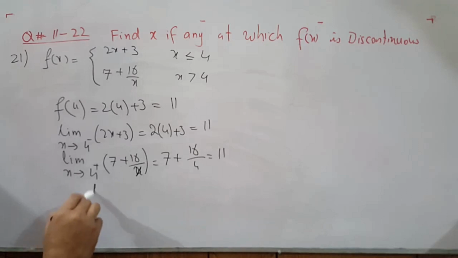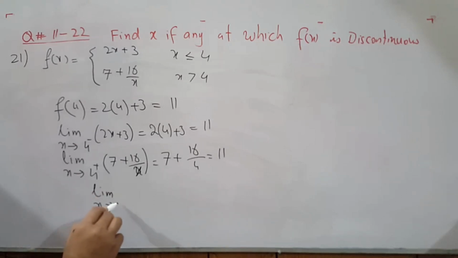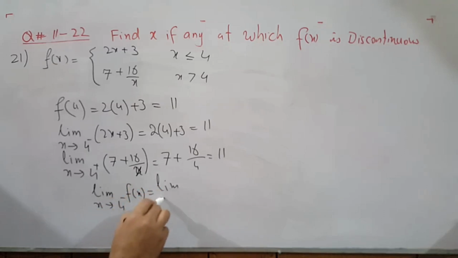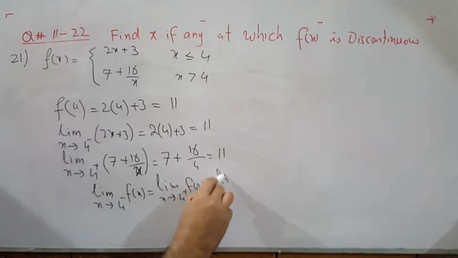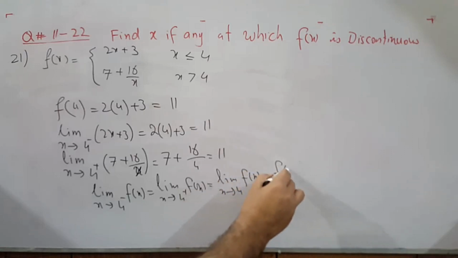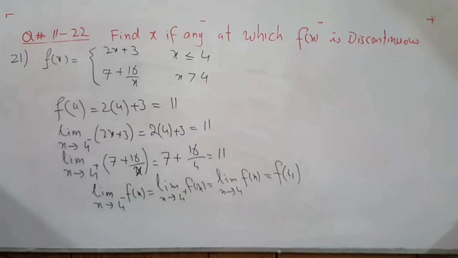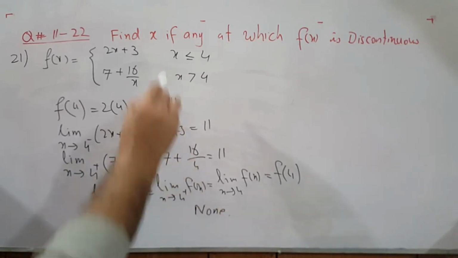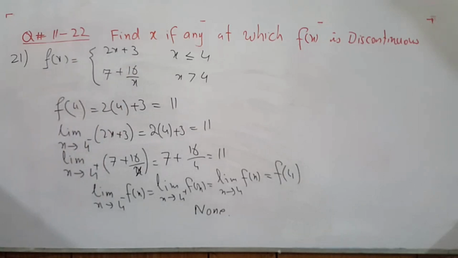So you can see that the limit as x approaches 4 from the negative side is the same as the limit as x approaches 4 from the positive side, which is equal to the limit as x approaches 4, and that is the exact same value as f of 4. So this function is continuous, so there is no x value at which this function is not continuous.